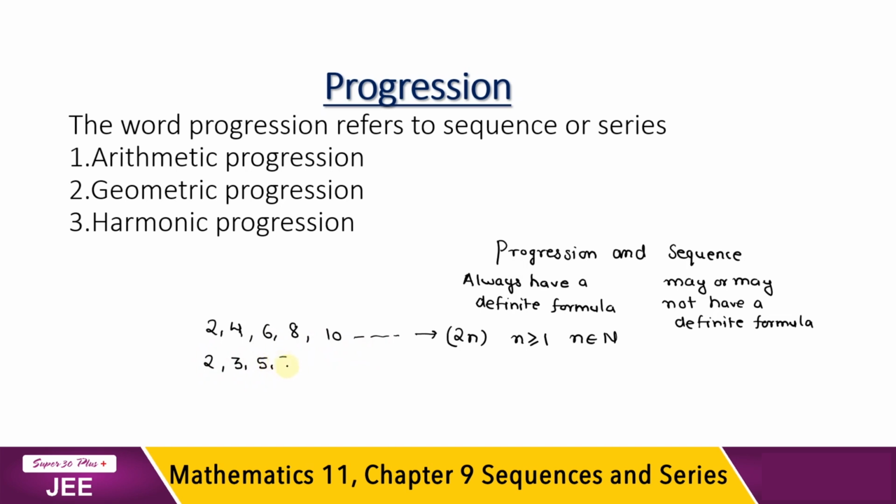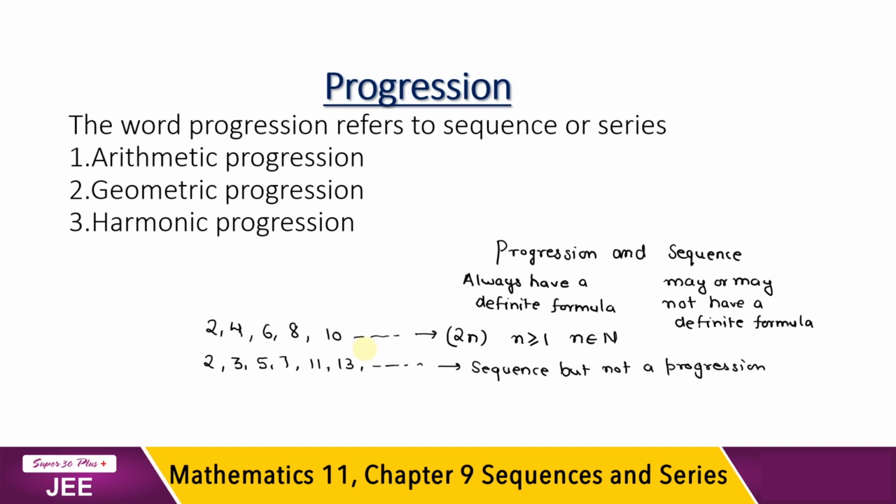Alright, but if we talk about the prime numbers, now we know that this is a sequence of prime numbers, but there is no such general formula by which I can write down each and every term, or by which each and every term can be indicated. Alright, so please make a note that this is a sequence but not a progression, while this over here is both a sequence and a progression.